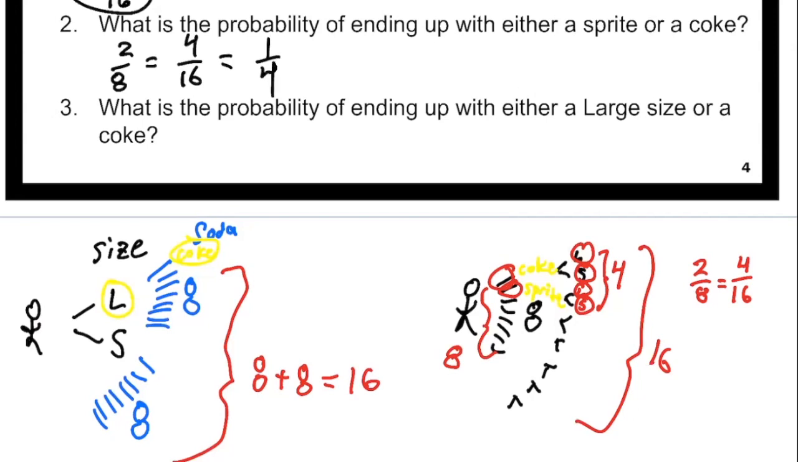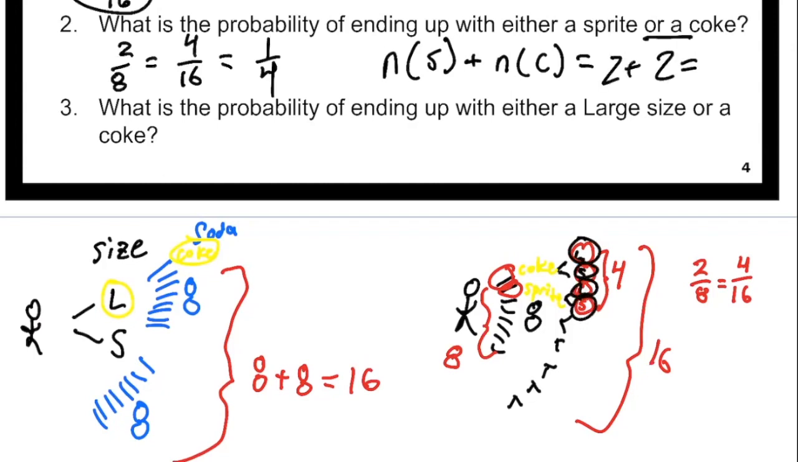Finally, we're being asked to find the probability of ending up with either a large size or a Coke. And looking at number 2, the counting principle we used here is either a Sprite or a Coke. So we took the number of Sprite ways and added it to the number of Coke ways. Notice we had 2 Coke ways and 2 Sprite ways. So 2 plus 2 is 4 events, or 4 outcomes in the event.